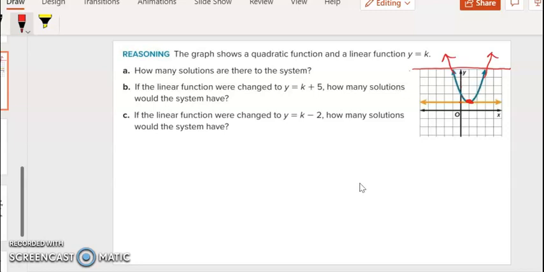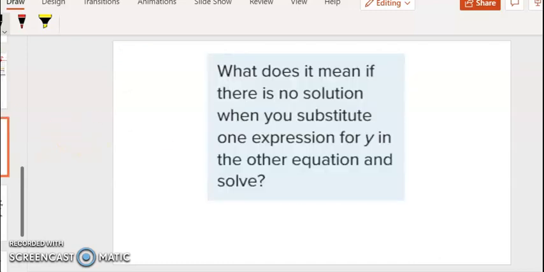How many solutions would we have now? We would have 2 solutions, right? Okay, what if we moved it down 2? So if we moved it to minus 2, it would be down here. Would we have any solutions then? No, because it wouldn't touch at all. So, what does it mean if there is no solution when you substitute one expression, or y, in the other expression and solve? Means we do not touch, does not intersect. There's no value for x or y that will be solved for. Okay? Alright.